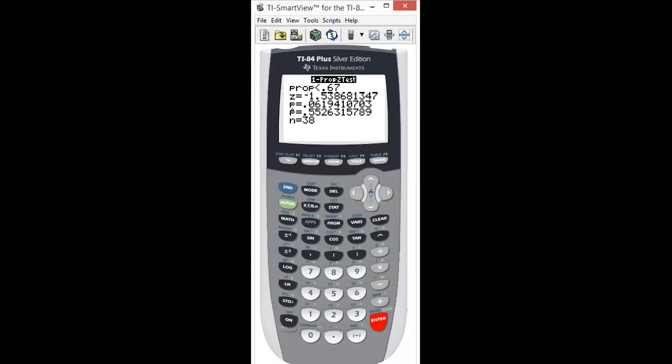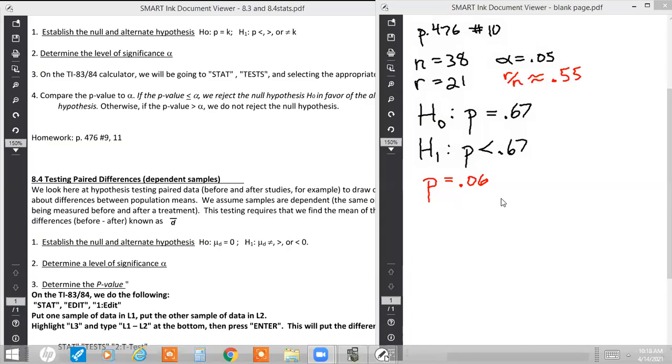Now I'm going to stop share. All right, so now I'm sharing the screen again. So I went on and wrote P equals 0.06. That's my P value. And I should say, let me say PV, so we don't get it confused with this P right here. My P value is 0.06.